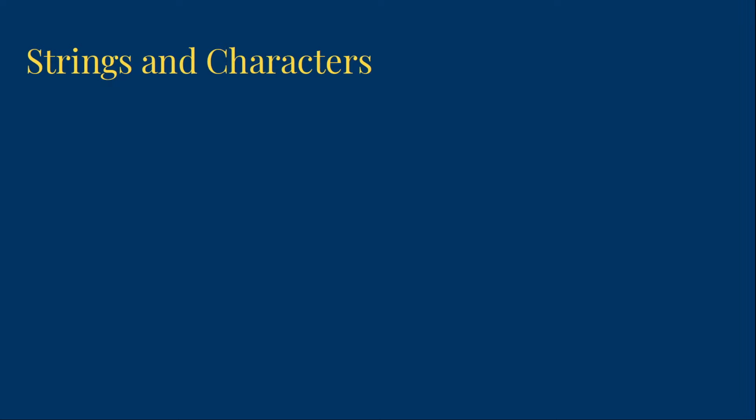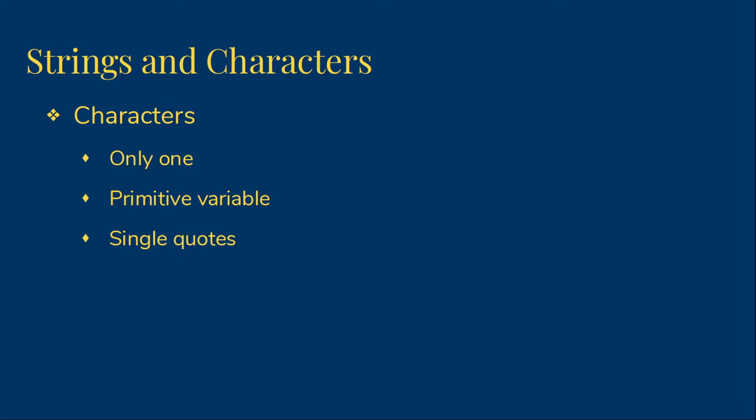Let's start by briefly reviewing our character data type. So the char contains exactly one character. It's a primitive variable. The character values or literals are set off with single quotation marks. So here we have a few examples. The letter M, the percent sign, capital A, the digit 9. Notice that this is different from the number 9.